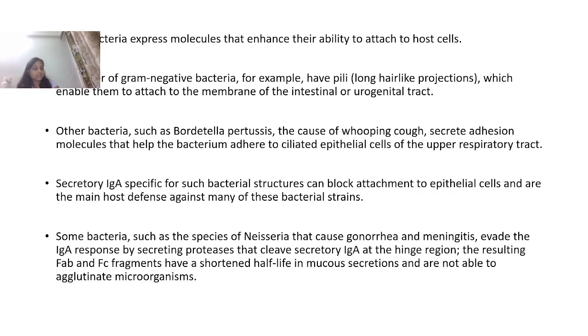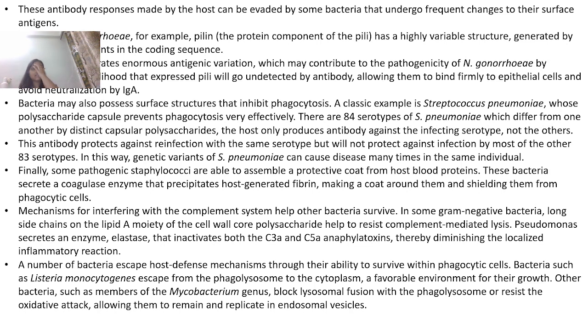So different kinds of bacteria have different strategies. These are some of the other examples by which they will bypass the system. The antibody responses made by the host can be evaded by some bacteria that undergo frequent changes in their surface antigens. For example, as I already told, Neisseria gonorrhoeae bypasses the IgA antibody.